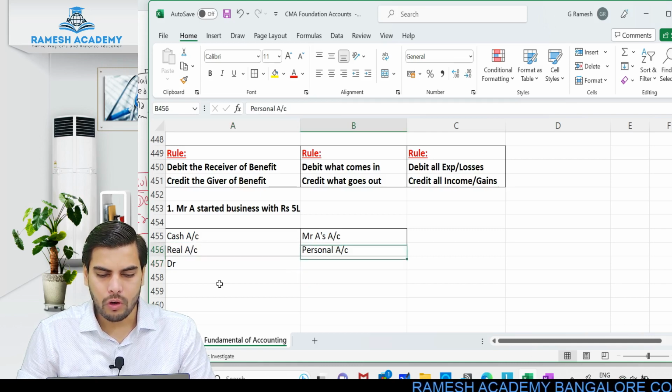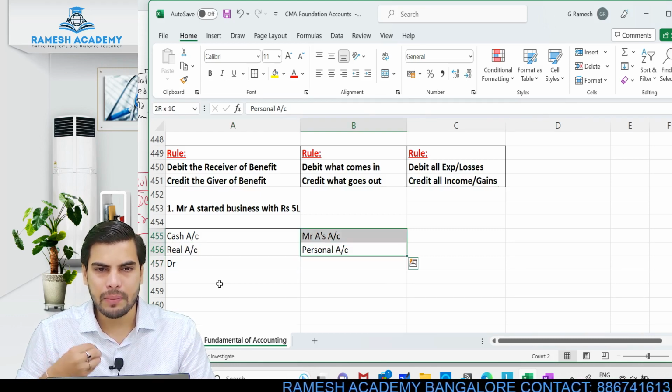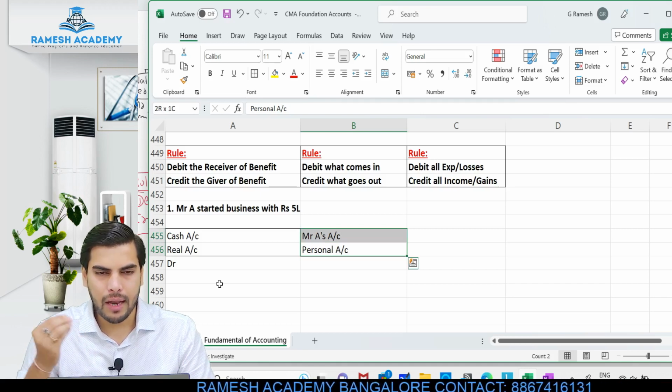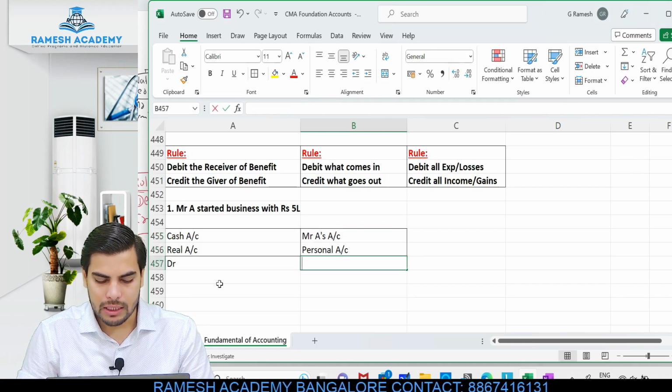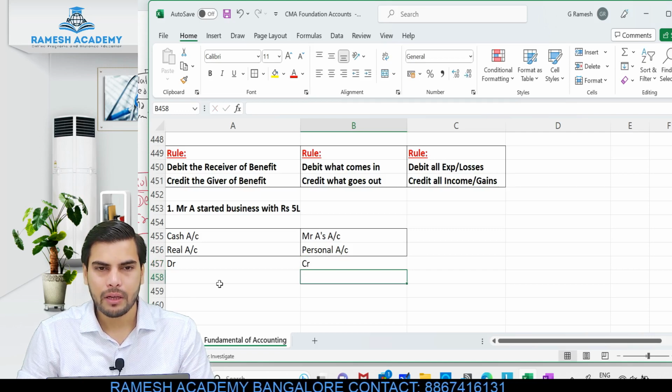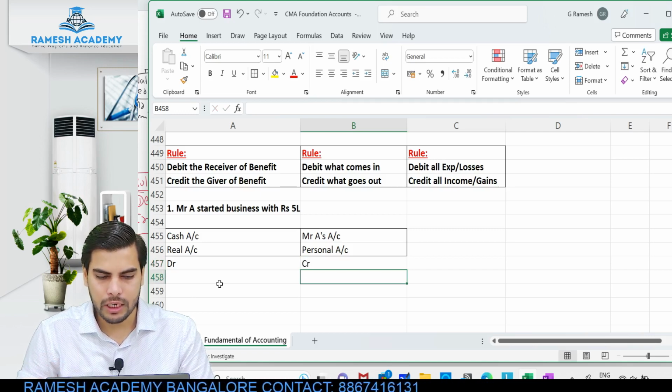And what about the rule of personal account? Debit the receiver of benefit, credit the giver of benefit. So this person, Mr. A, is he receiving the benefit or is he giving the benefit in this case? Is he receiving 5 lakh or is he giving 5 lakh? Don't you think he is giving this benefit of 5 lakh? Therefore, we just need to credit his account. He is the giver over here. So we need to credit it.